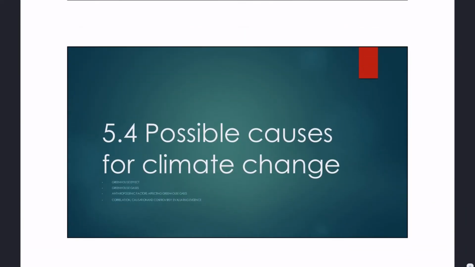Next, we will move on to the possible causes for climate change. So if the evidence shows that climate change is occurring, we now look at some of the reasons for those changes.